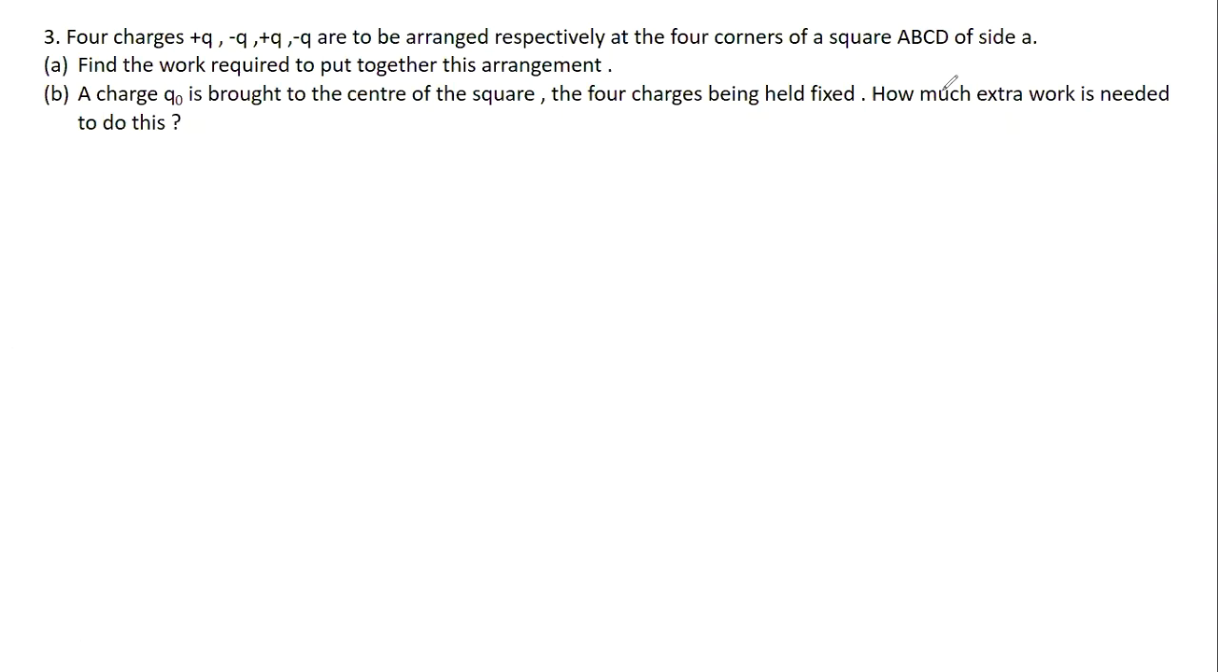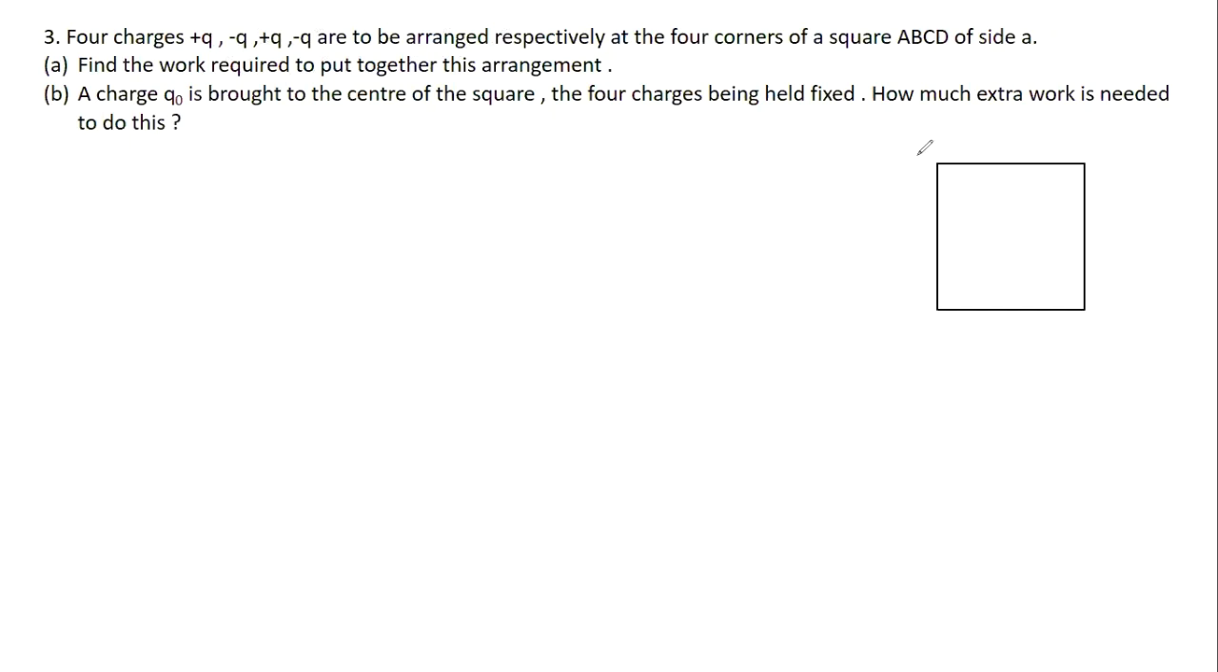So this is our third question. Here it is said that you are having 4 charges, plus Q, minus Q, plus Q, minus Q, arranged respectively at the four corners of the square ABCD of side A. How much work is required to put together this arrangement? So you need to find out the work done value. We will find out our net potential energy for this system. That net potential energy will give us how much work has been done by all these 4 charges to come into such an arrangement.